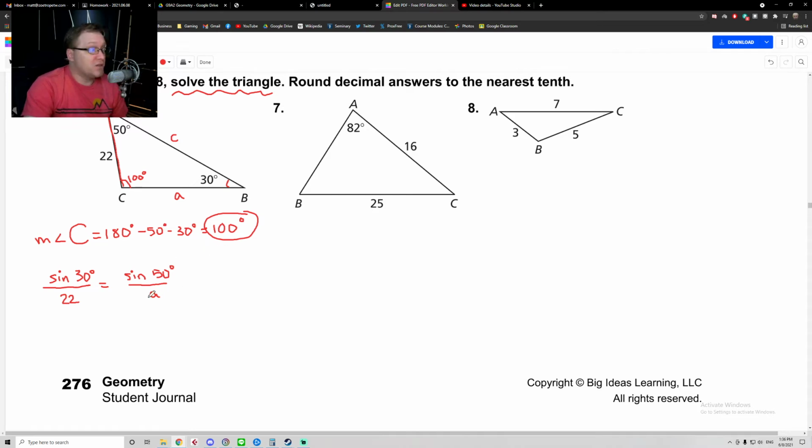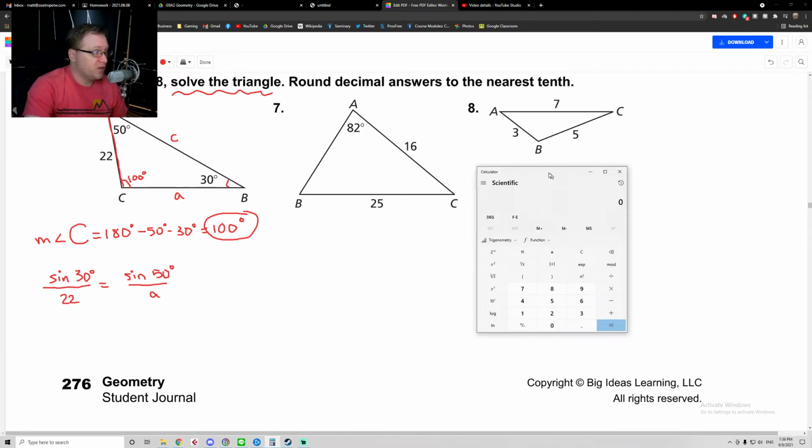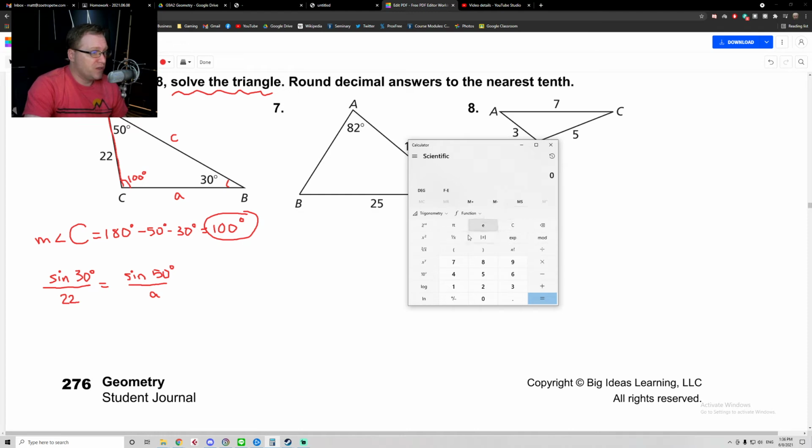So we can now use this to find A, because these are all just numbers. In my calculator, we have the sine of 30 degrees. So I write 30 and then click sine. That's 0.5. And then I divide by 22, equals this.